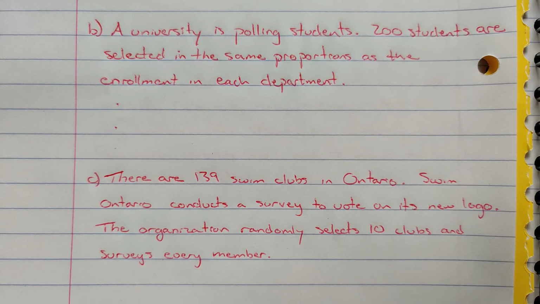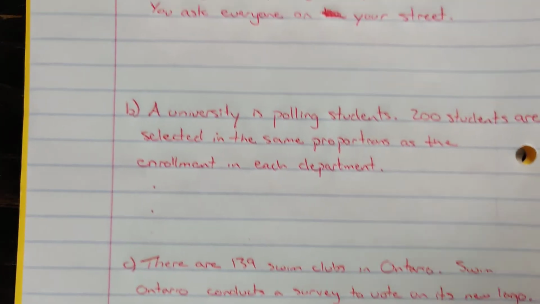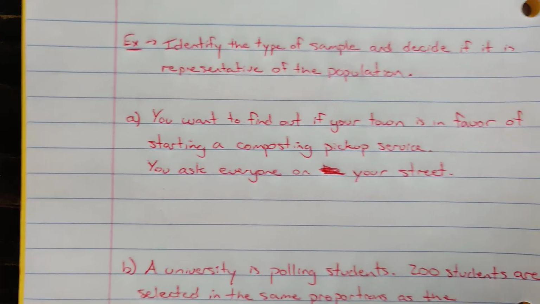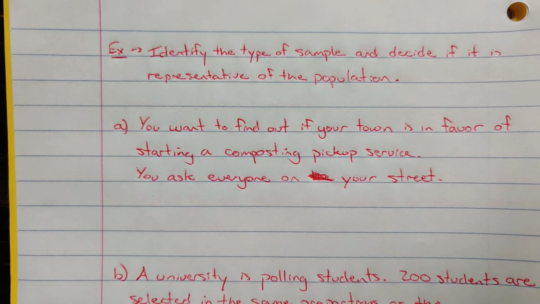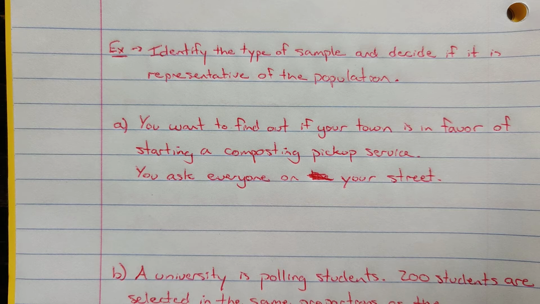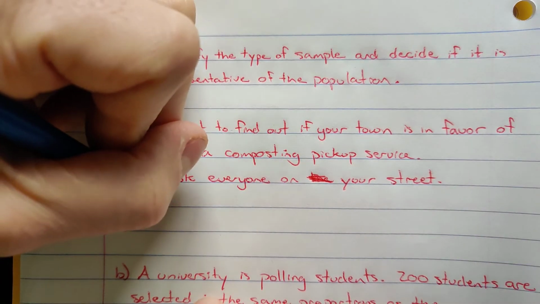So if we just look at some of these situations again, we'll look at situations and then try and decide what type of sample they are, and then if they're representative of the population. So first one, if you want to find out if your town is in favor of starting a composting pickup service, so you walk up and down your street and you ask everyone, hey, are you in favor of this? This here would be considered a convenience sample.